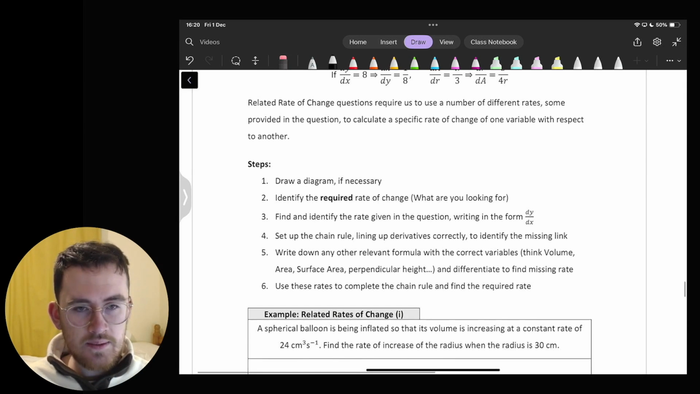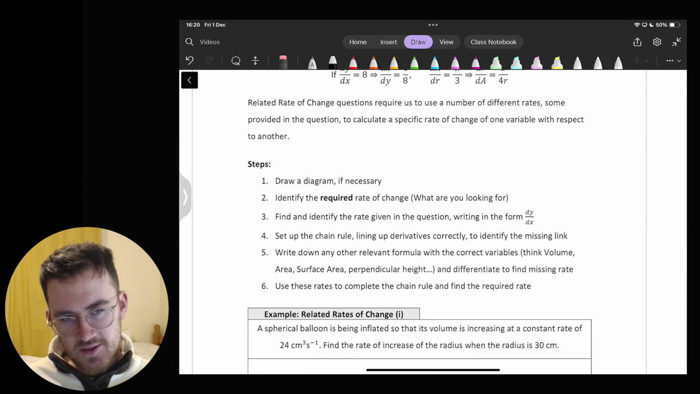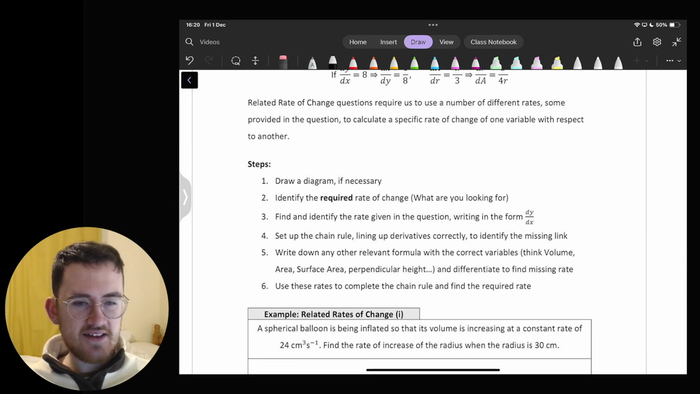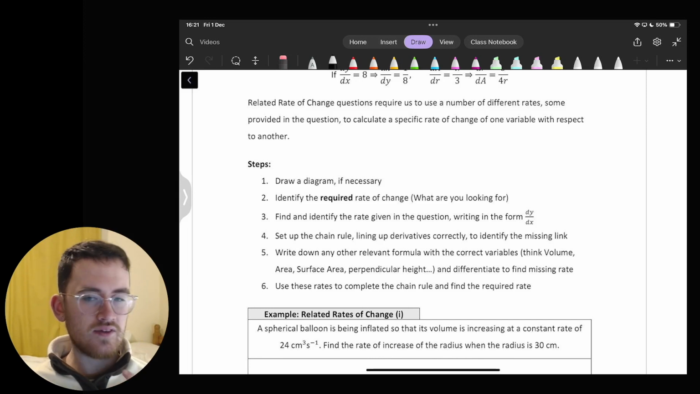So if we follow the steps here, we're drawing a diagram. Okay, we said this in the last part as well. Drawing a diagram is always helpful. I feel like it's never detrimental to draw a diagram. Then identify the required rate of change. So what are you looking for? What's the question? What do you want? Okay, find and identify the rate given in the question, writing it in the form dy dx. So there usually will be a rate you're looking for and a rate that you're given in the question.